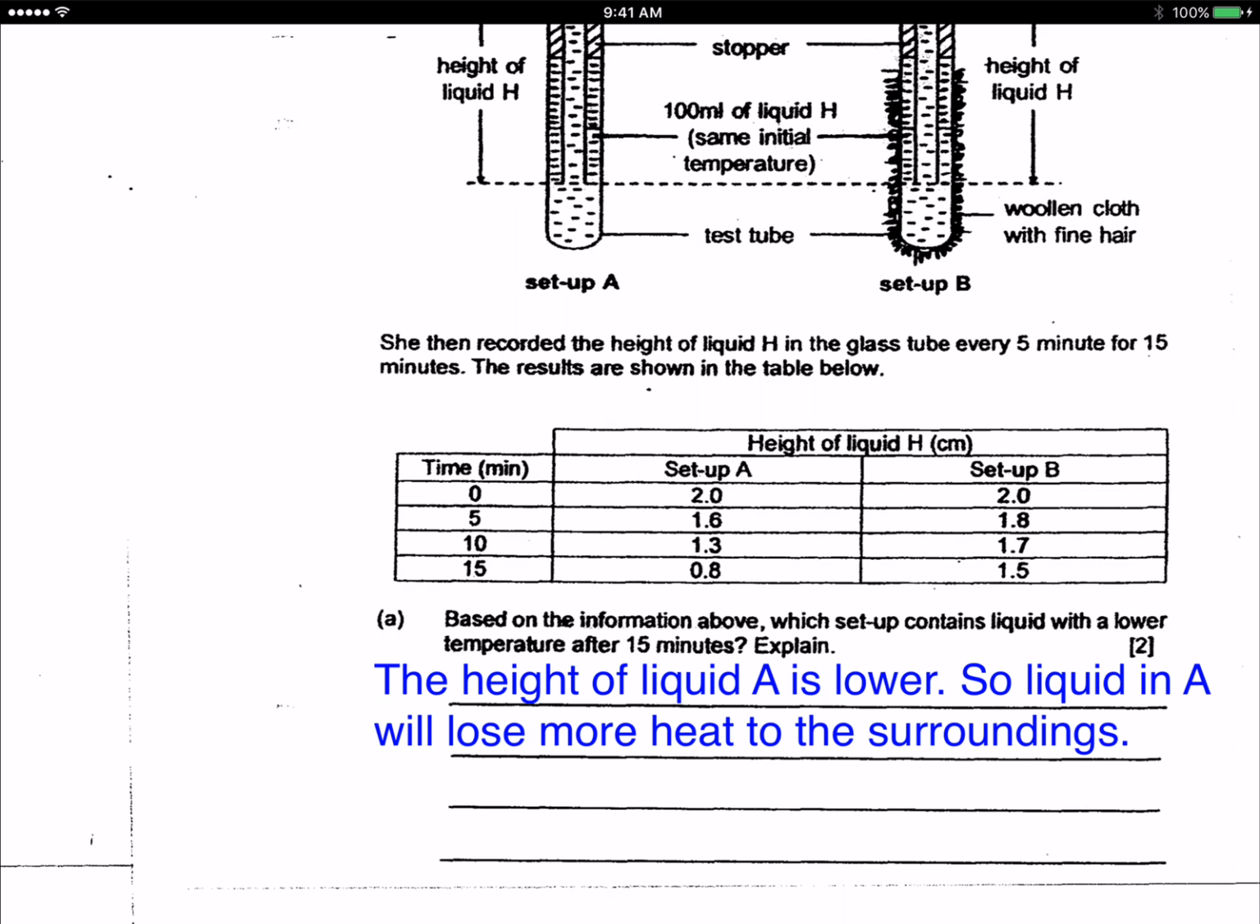So liquid A will lose more heat to the surrounding. One mark is given for the correct identification that it is liquid A. The other mark is for losing more heat. Here, they never ask you to do anything else, they only ask you to explain why it lost more heat. Because for the second part, they will ask you how come.